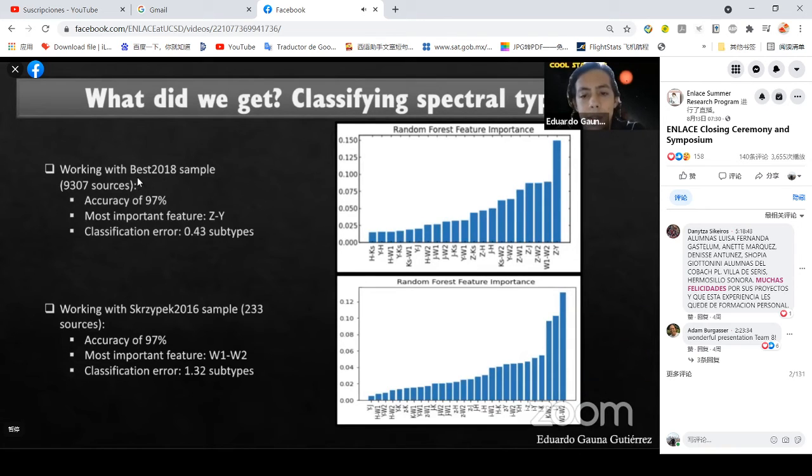More specifically, for the BEST 2018 sample, which had around 9,300 sources, we got an accuracy of 97%. Our most important feature was C-Y, which is a color, and the average classification error was of 0.43 subtypes. On the other side, when working with the SCIRSPEC sample, which had 233 sources, we got an accuracy of 97%. Our most important feature was W1 minus W2, which again is a color, and the average classification error was of 1.32 subtypes.